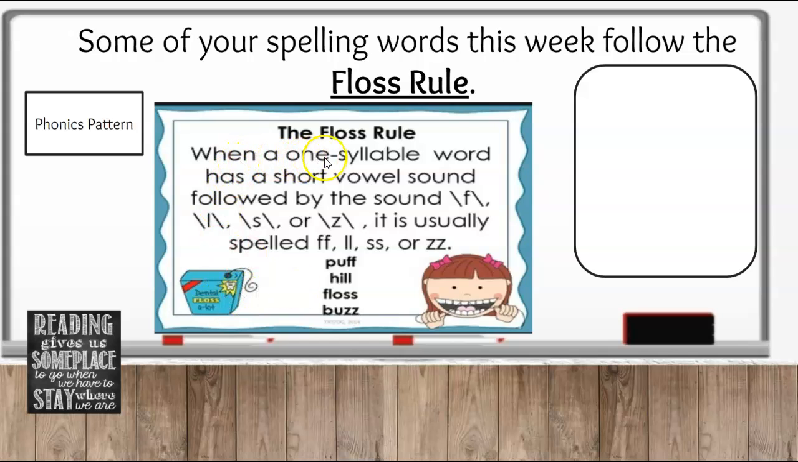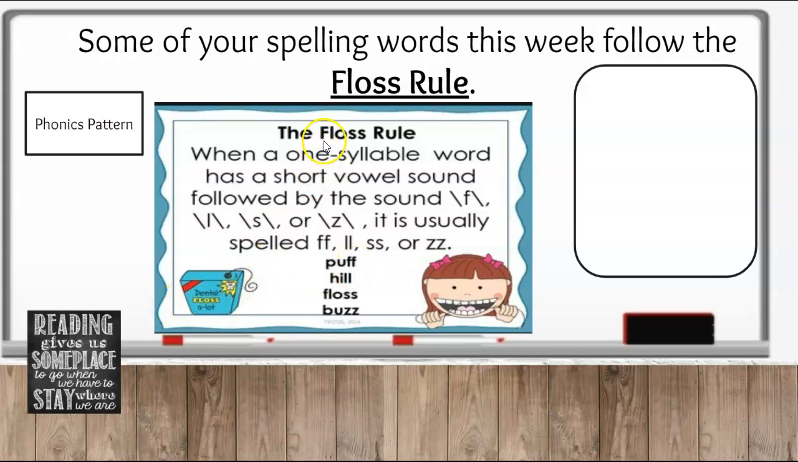So here's the floss rule. It says, when a one-syllable word has a short vowel sound followed by the sound f, l, s, or z, it is usually spelled ff, ll, ss, or zz. So puff is a one-syllable word. When I say that word, I'm going to say puff. Ready? Puff. That's one syllable. It also has the short u, and then I hear the f at the end, so I would double that f, following that floss rule.